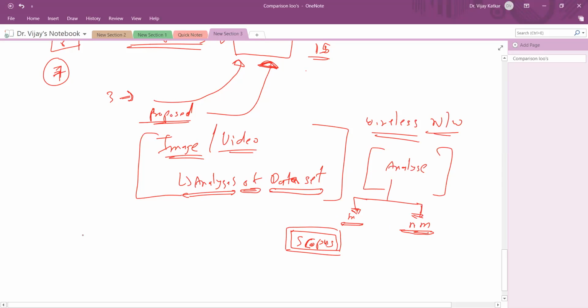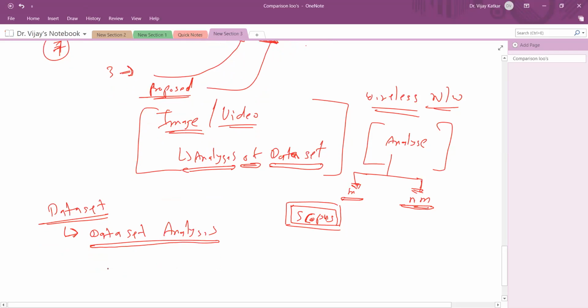And suppose in some cases, there are some people who are working on food quality analysis. Let's say from image or video, tell whether the mango is good or bad, or the quality of rice. If you are preparing your own data set, then you must write this data set analysis paper, where you provide all the evidence to support that your data is complete.